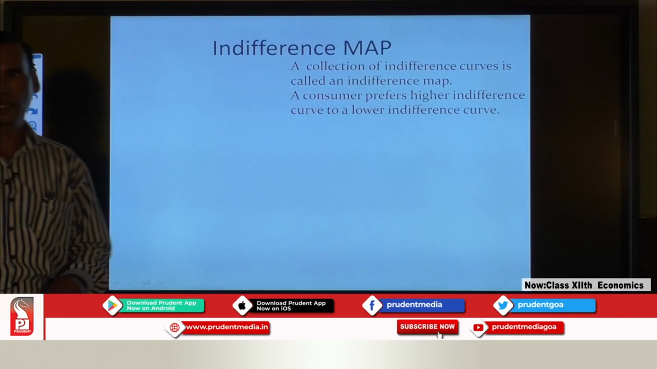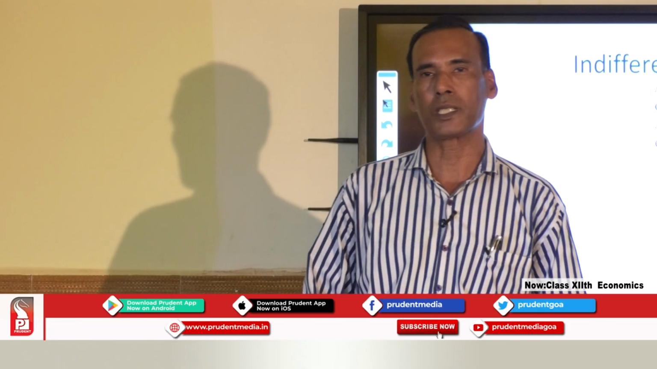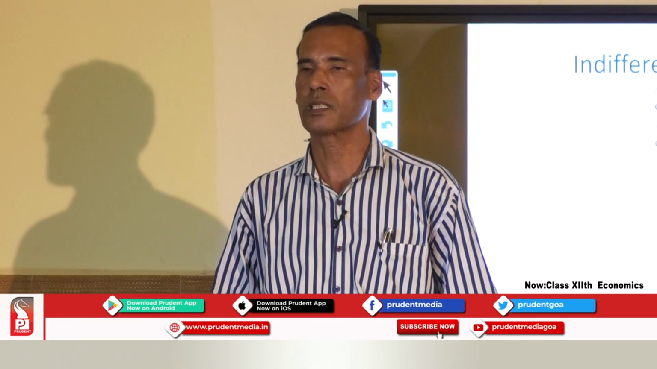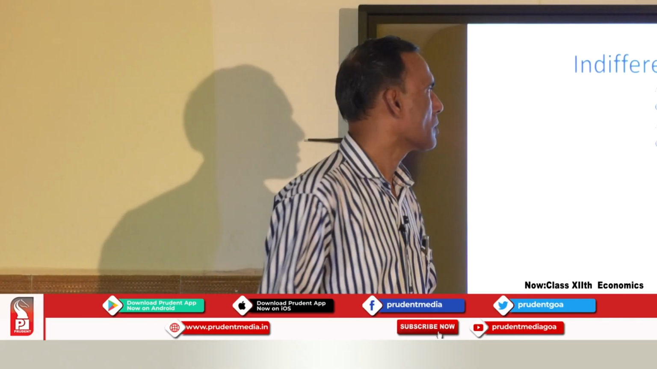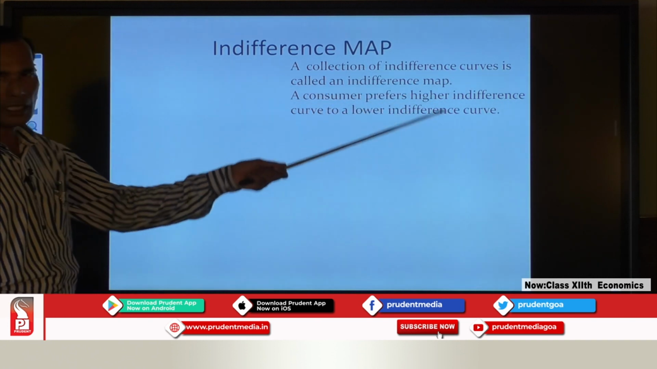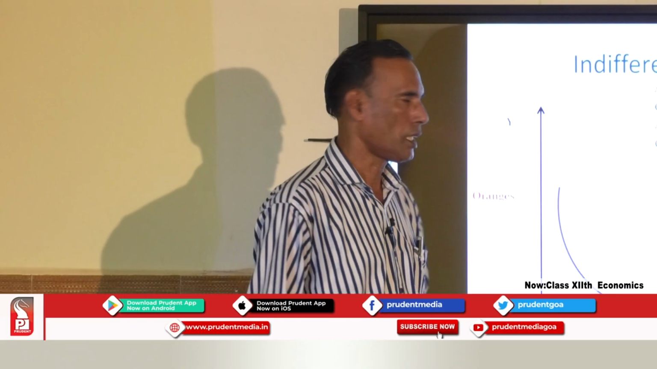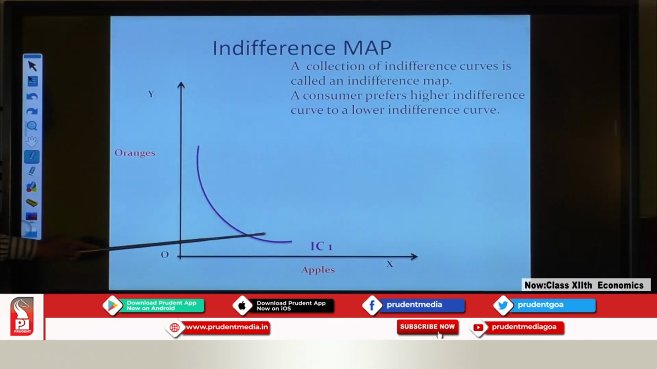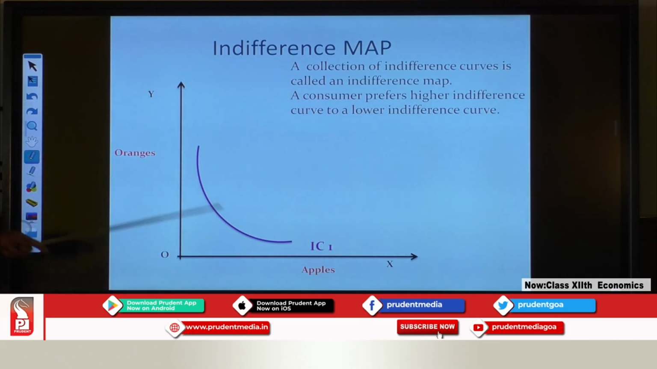Now, indifference map. A family of indifference curves is called an indifference map. A collection of indifference curves is called an indifference map. IC1. Now, any point lying on this, as I explained to you earlier, gives the consumer the same level of satisfaction, whether it is here or here or here.